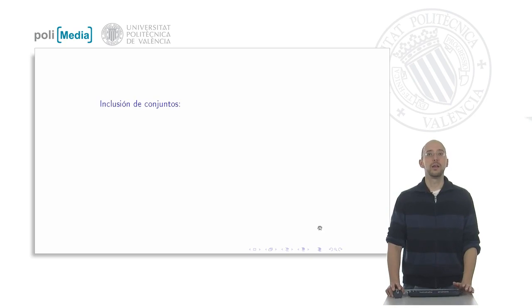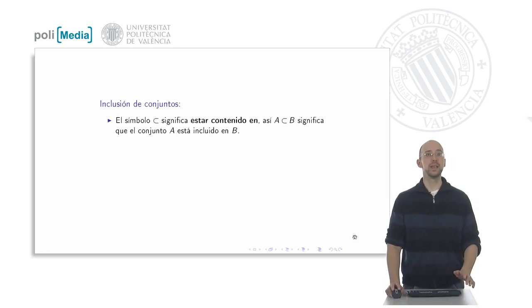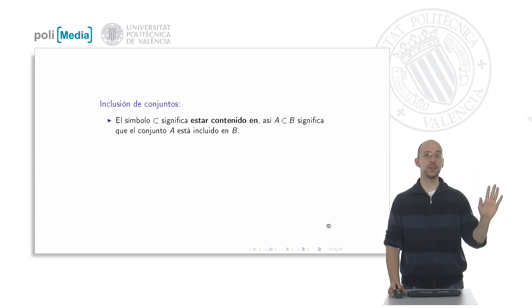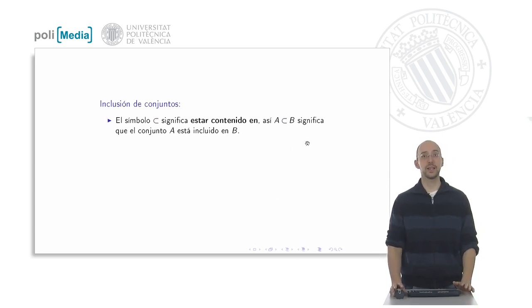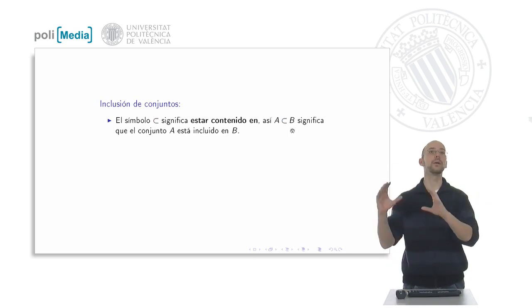Regarding set inclusion, it's important to note that sets can be included in others. For a more in-depth explanation, please refer to the unit dedicated to sets. To express that one set is contained within another, we use a symbol resembling a horizontal U, with the set to be contained on the left and the containing set on the right. For instance, when A is contained within B, it would be written like this. A is contained in B, it means that A is a subset of B.